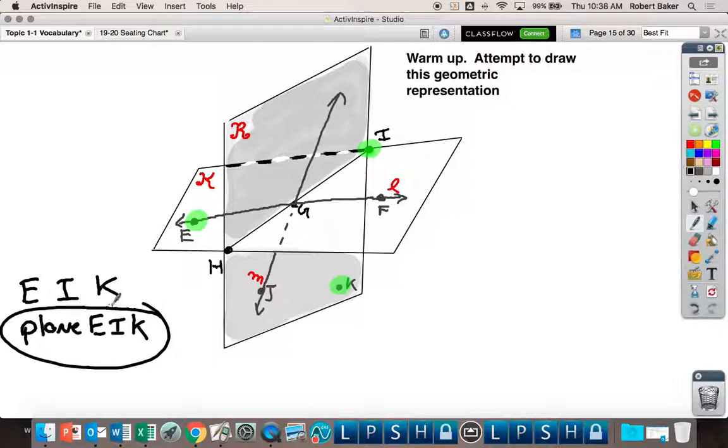Why does that hurt your mind so much? Because they're on two different planes. No, they're on the same plane, but you just can't see it. How many points does it take to name a plane? 3. How many points did I give you? 3. So guess what plane they're on? Yeah, plane EIK. You don't even need a picture.